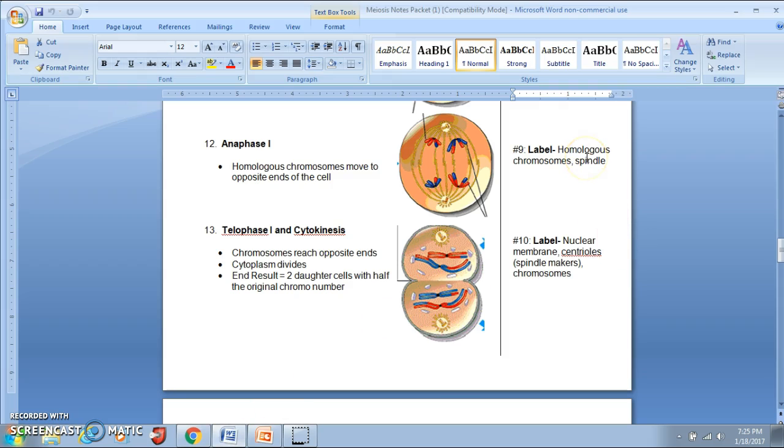For number 9, you're asked to label both the homologous chromosomes and the spindle. If you just want to label the homologous chromosomes, that's fine because we labeled the spindle in the previous picture.